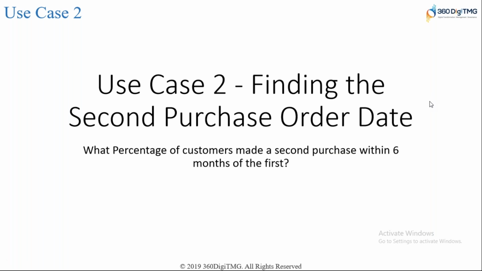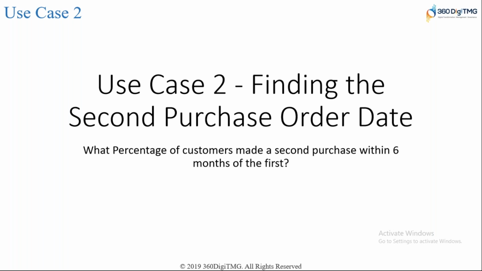Okay, so what we will do is first we will try to obtain the first purchase order date. When did that customer make the first purchase with Superstore? Then we will try to obtain the second purchase date. When did that customer make a second purchase with Superstore? Now, once you know the first and the second purchase order dates, we get the difference between these two dates, and check if the difference is less than 6 months or more than 6 months.